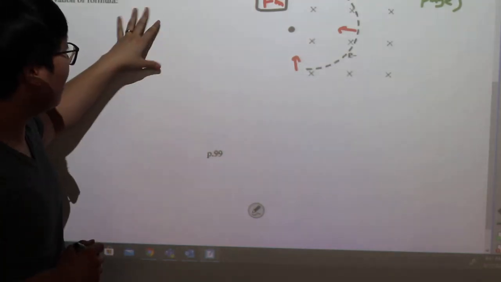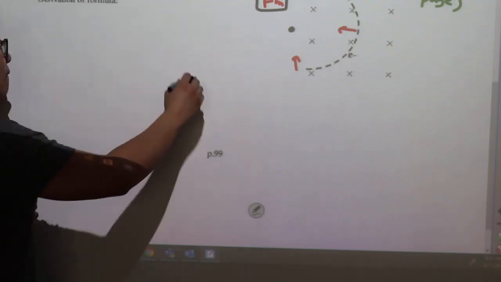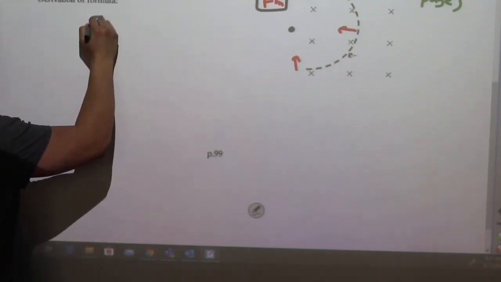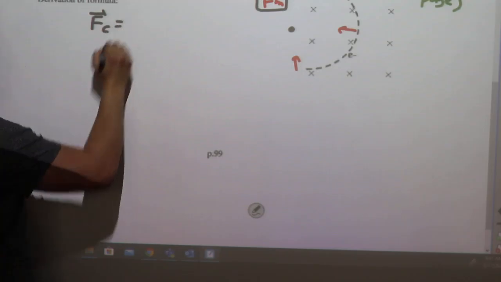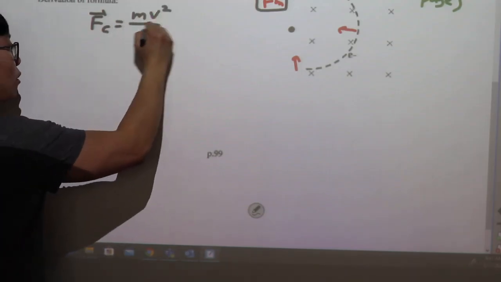So here's my derivation of the formula. First thing first, since it is a circular motion, Fc is equal to mv squared over r.